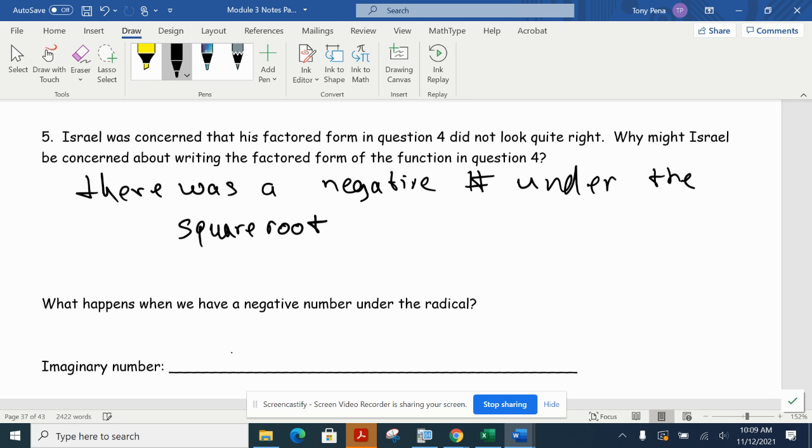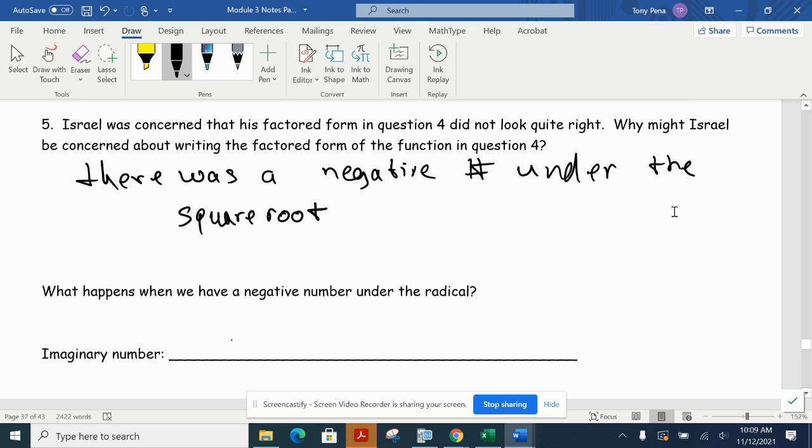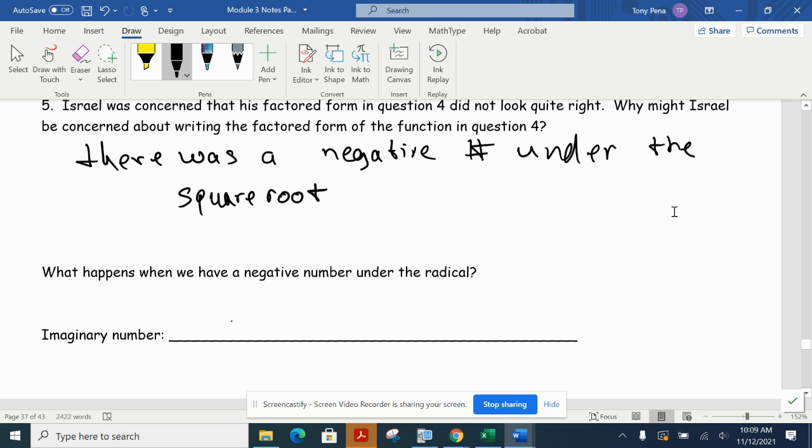Right, that's our problem. And that's why we stopped temporarily with that problem. So if we get a negative number, there are no real solutions to that. The next question, it says, what happens when we get a negative number underneath the radical?